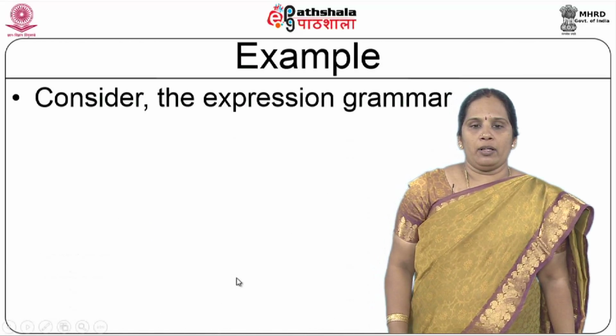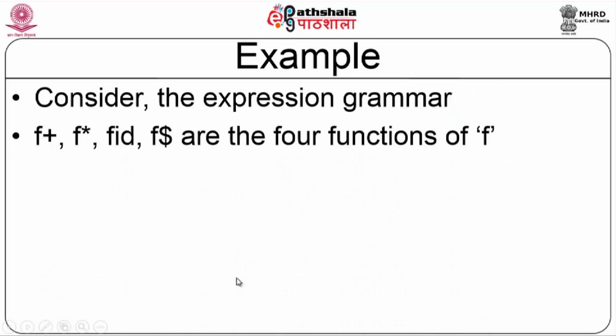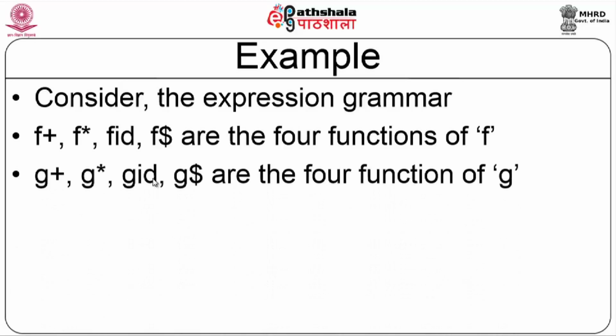Let us take this example. Consider the expression grammar. So, it has got 4 operators. Expression grammar in the sense that it is an ambiguous grammar. E produces E plus E, E produces E star E, E produces id. So, only these 3 productions are available in the grammar. So, you are going to create 4 functions: f plus, f star, f id and f dollar. Now, this is your fa, a and b are terminals, right. So, you have here plus, star, id and dollar as the 4 symbols. So, based upon that you create functions for f. Similarly, you also create functions for g. So, g plus, g star, g id and g dollar are the 4 functions of g.